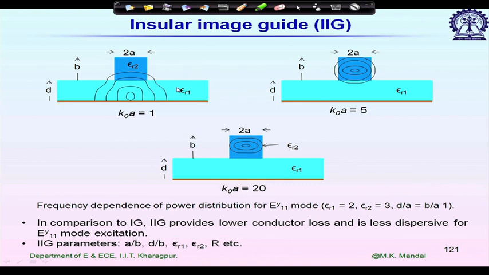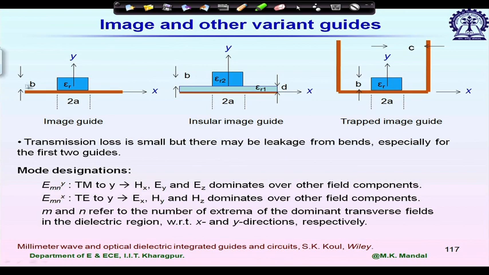Next is the insular image guide. What is the need for the insular image guide? The insular image guide can decrease the conductor loss further compared to the image guide. If I go back to the image guide, you see this is the basic image guide structure.